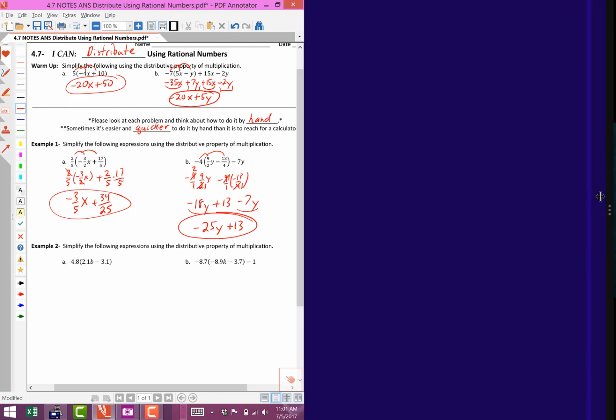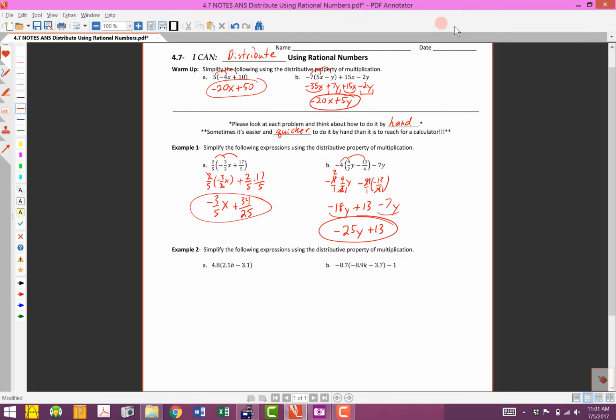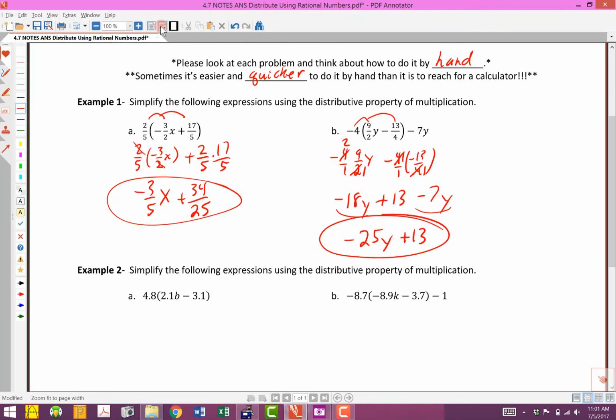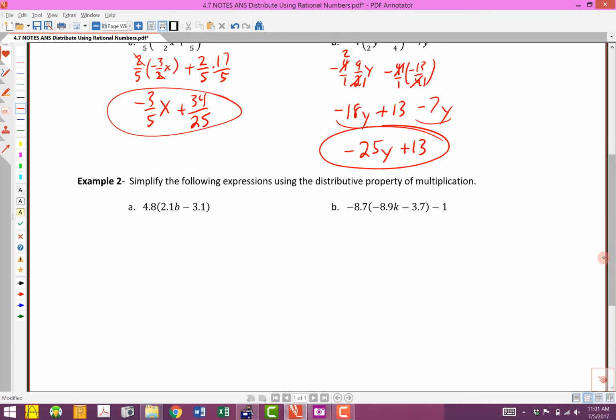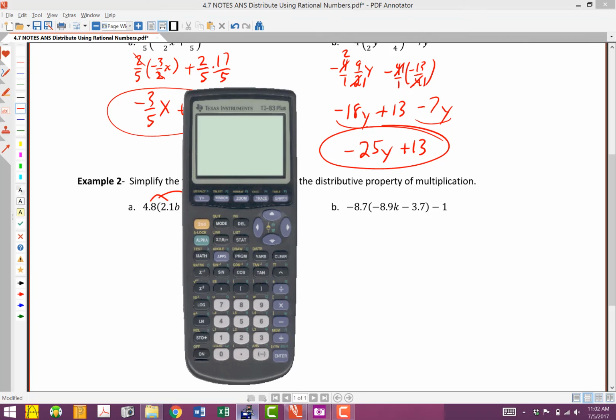So I'm going to go ahead and scoot that out of the way and have this take up the full screen. And then we'll continue doing this, and I'll use the other calculator for this one. That's a little bit easier. So we want to simplify the following expressions using the distributive property. So again, I just like drawing those lines so that I can be clear on what's going on here.